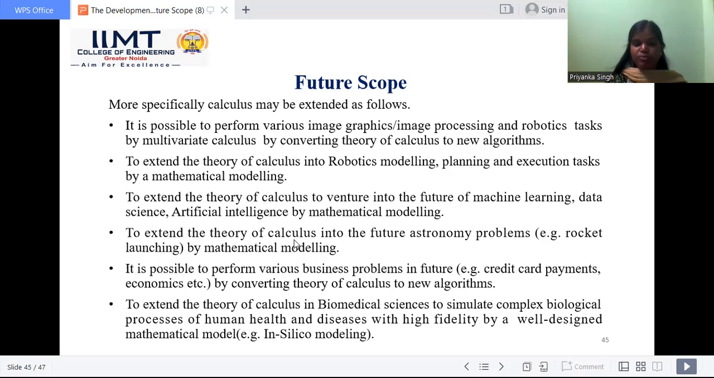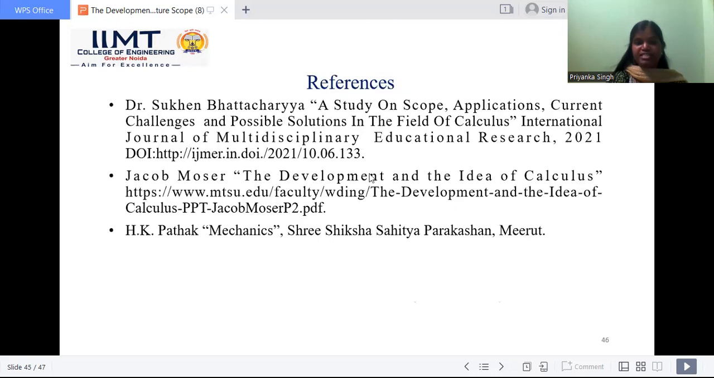It is possible to perform various business tasks in future, for example credit card payments and economics, by converting the theory of calculus to new algorithms. To extend the theory of calculus in biomedical sciences to simulate complex biological processes of human health and diseases with high fidelity by a well-designed mathematical model, for example in silico modeling. References.